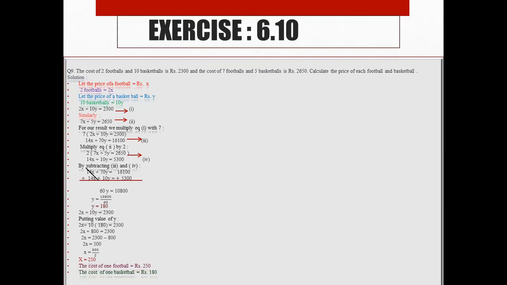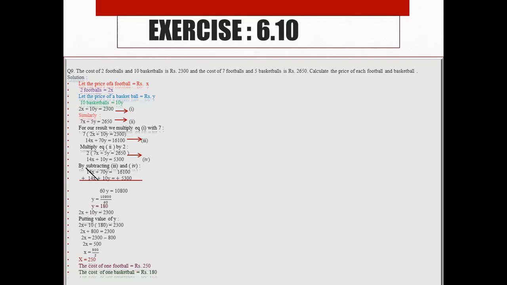Again, for the second equation, 7x plus 5y is equal to 2650. Now we multiply the second equation with 2. 2 into 7x plus 5y is equal to 2650. 2 sevens are 14 plus 2 fives are 10. When you multiply 2650 with 2, 5300 will be there. Now again subtract both equations. x will be eliminated and we get the value of y, which is 180.